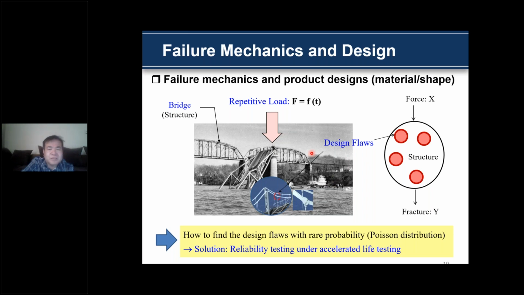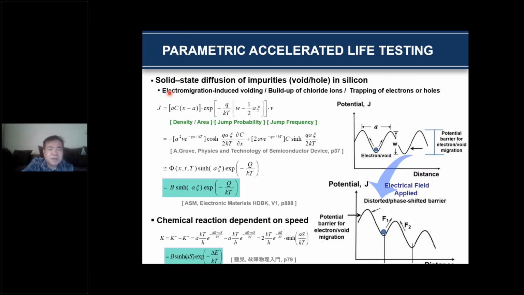This is the solid-state diffusion of impurities in silicon, and it takes place in electro-induced voiding, buildup of chloride ions, and trapped electrons and holes. Most of the junction function is described by a barrier, but if I apply some electric field, the junction function will be distorted and the barrier will become lower. Finally, the junction function will be described as a sine hyperbolic and exponential.